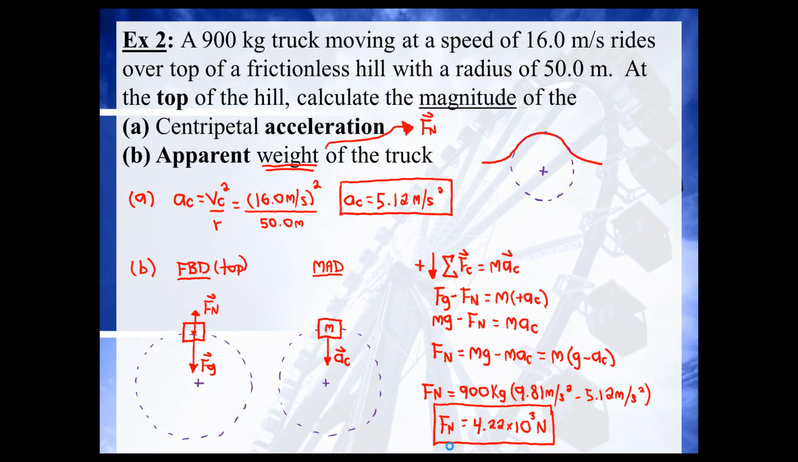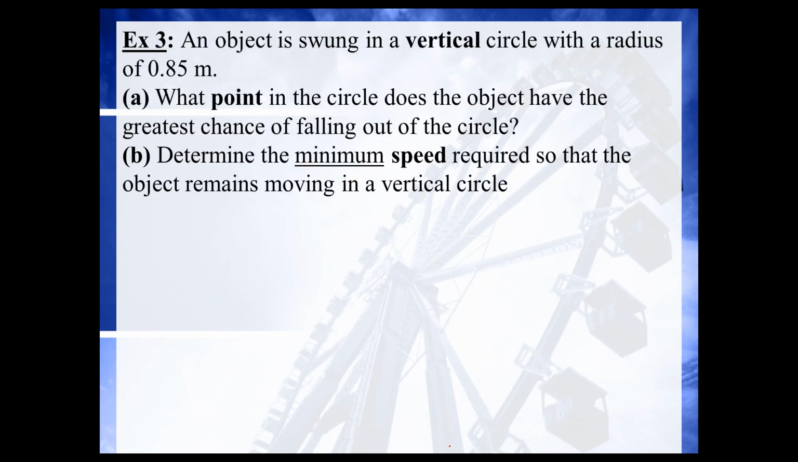Okay, one more. So we're back to taking an object and swinging it in a vertical circle. So if you want to imagine something, you could once again imagine just a rubber stopper with a string through it and swinging it in a vertical circle that would cut into the ground perpendicular. A, what point in the circle does the object have the greatest chance of falling out of the circle? And then B, determine the minimum speed required so that the object remains moving in a vertical circle.